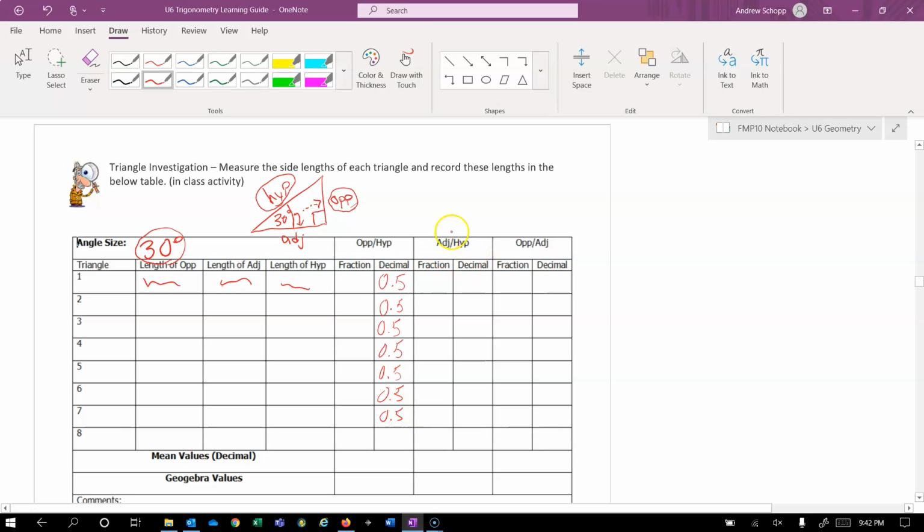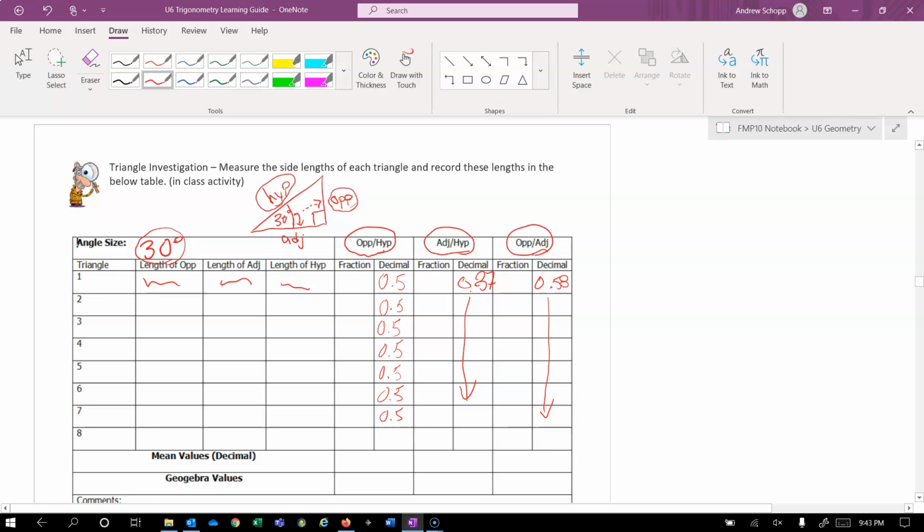And the same thing was done with the adjacent over the hypotenuse side length, and we ended up with something like 0.87. And that was the same for all of them. And for the last one, opposite over adjacent, was 0.58. Now these decimals that we're finding are the ratio of 2 side lengths. So one side length divided by another. And it's important to know which ones they're specific to what we're going to look at.